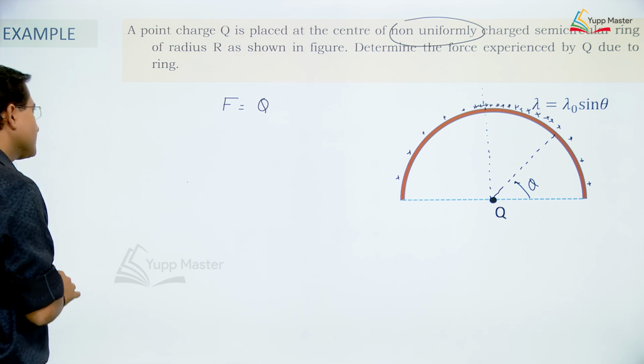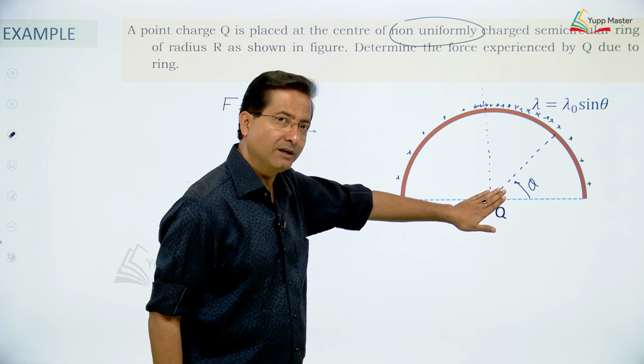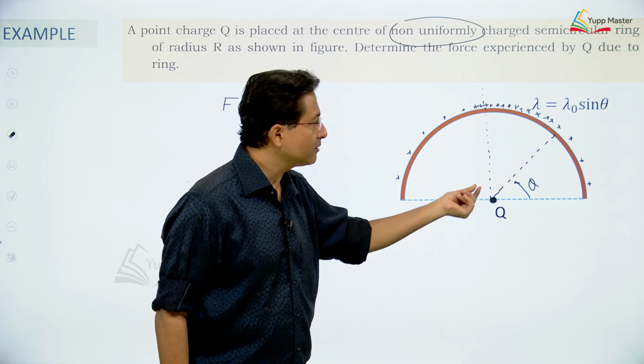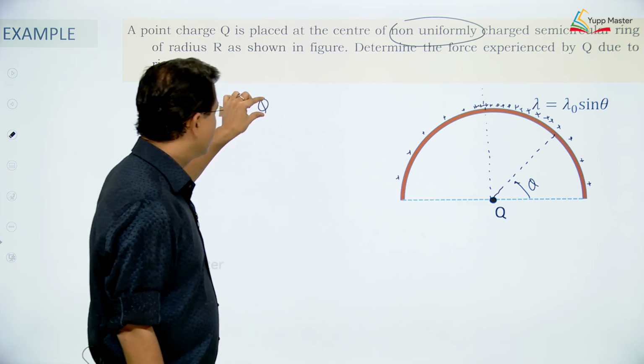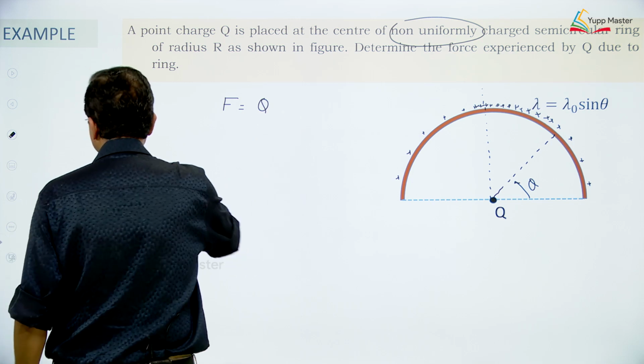So our approach is, if I can get the field due to this distribution at this particular point, then I just need to multiply the charge by the field produced by the ring.